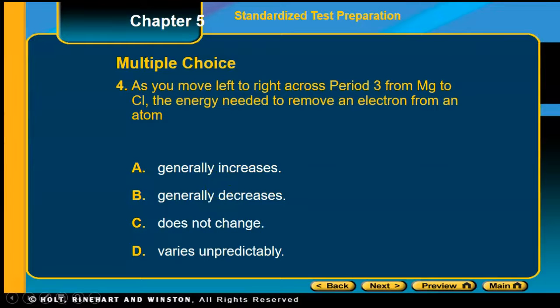So I just have one more question, and then we'll cut it off there for today to talk about the rest tomorrow. But what do you think? As we move from left to right across the period from magnesium to chlorine, the energy needed to remove an electron from an atom, does it increase, decrease, or really not change at all?